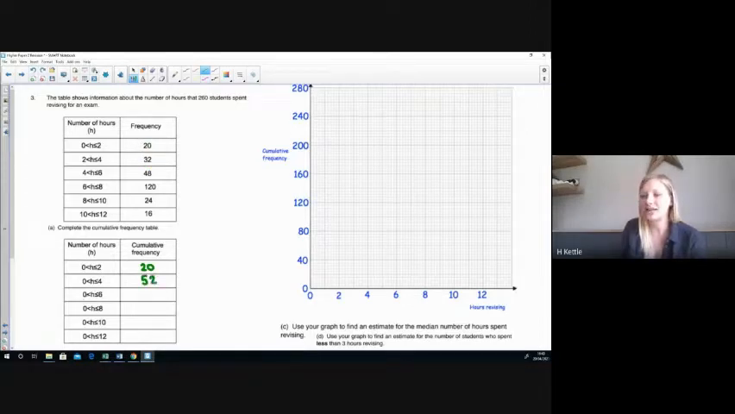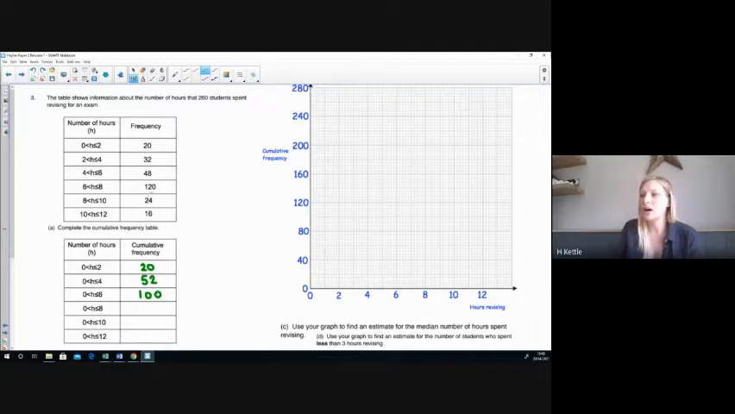And then we've got 0 up to 6. And for 0 to 6 hours, we need all three of these categories. We need the 0 to 2, the 2 to 4, and the 4 to 6. Now, luckily for us, we already added on the 20 and the 32. So now I've just got to add 48 more. That takes us up to 100.